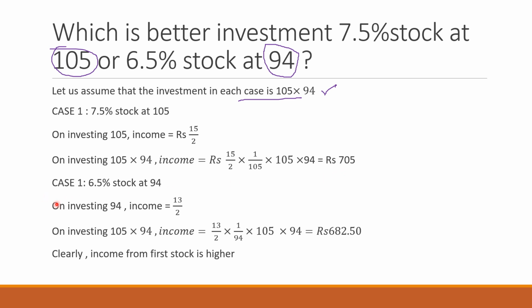Now considering case 2. Okay, now 6.5% stock at 94. So on investing 94, income is 6.5 upon 10, which is 13 upon 2. On investing 105 multiplied by 94, your income is 13 upon 2 into 1 upon 94, which you apply the unitary method, multiplied by 105 into 94, your income is 682.50. So this income is higher, therefore income from first stock is higher, therefore the first stock is a better investment.